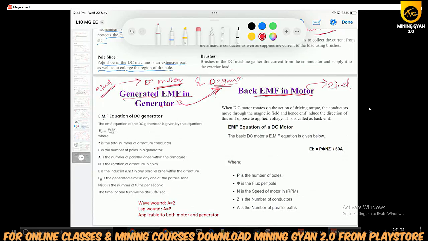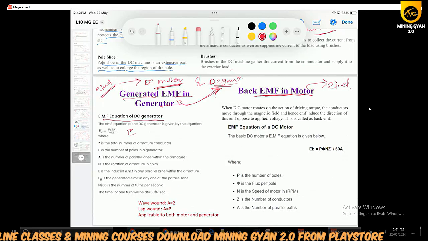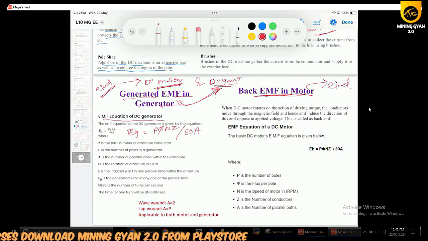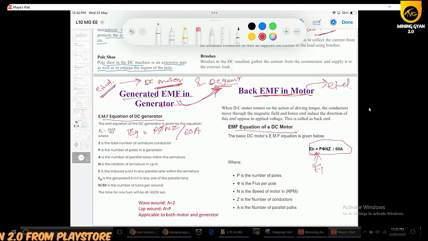So what is the EMF equation of a DC generator? This is the equation: Eg equals P phi N Z divided by 60A. And in this case also the EMF equation of a DC motor will be the same, but we will call it back EMF, and here this back induced EMF will be called the generated EMF.